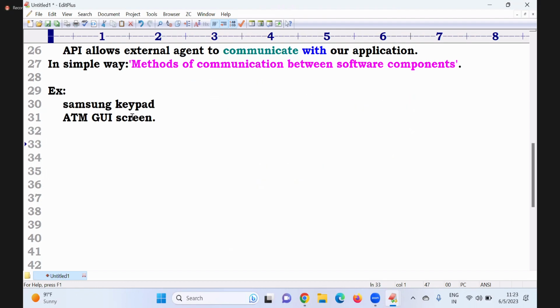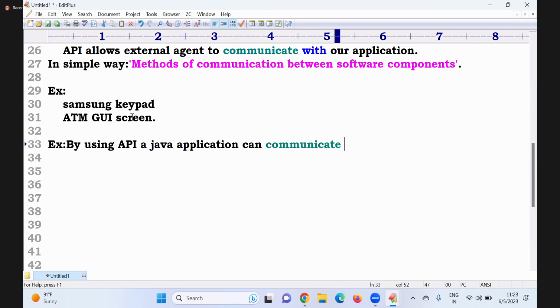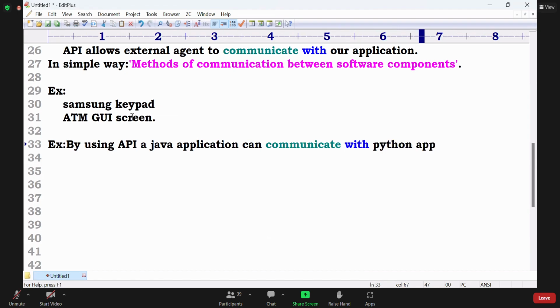So that is the reason API is required. By using API only, a Java application can communicate with a Python application. Not only Java, Python, any application to application interface, API is there.